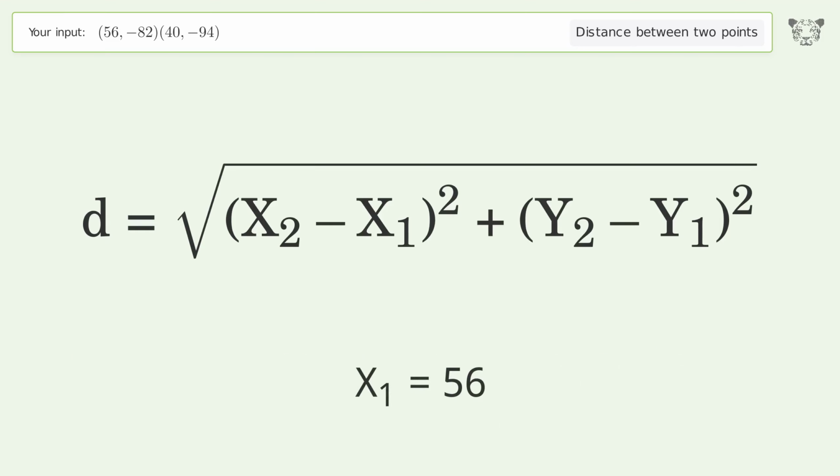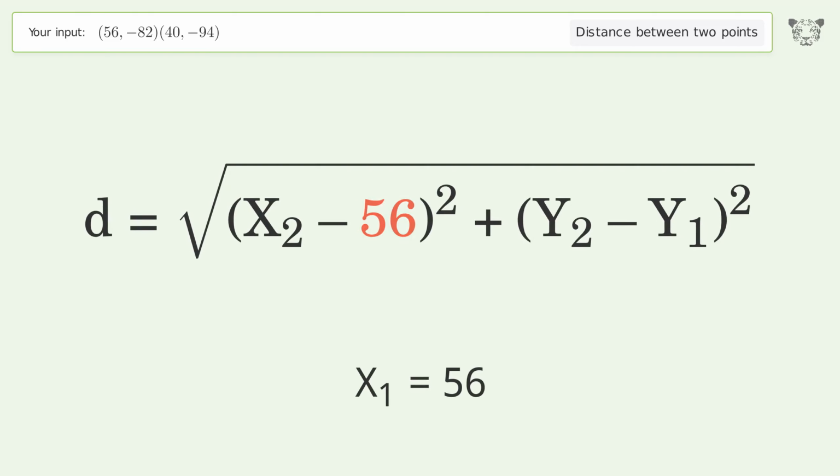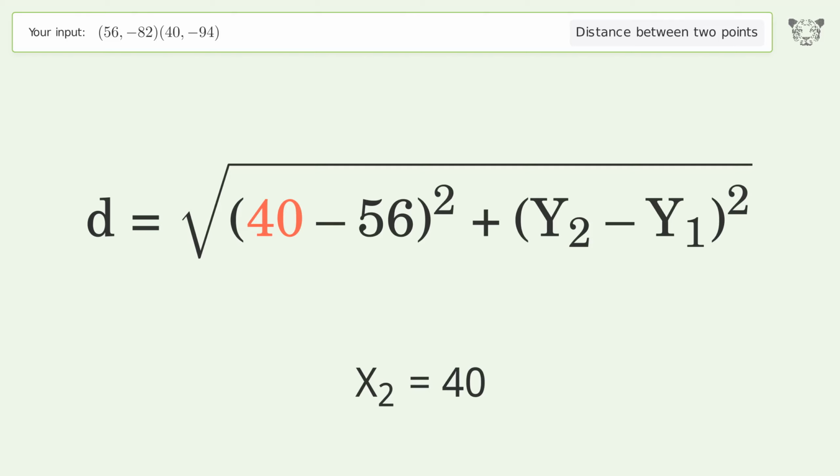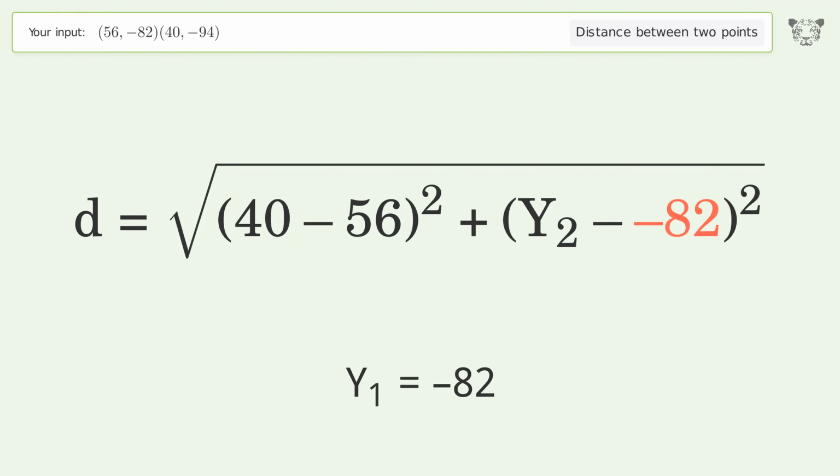x1 equals 56. x2 equals 40. y1 equals negative 82. y2 equals negative 94.